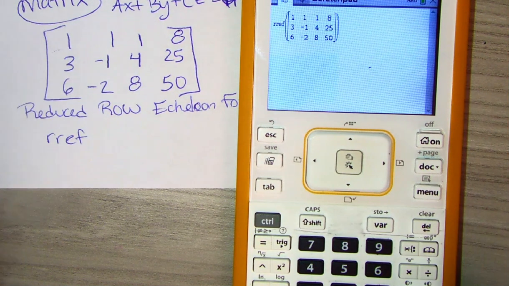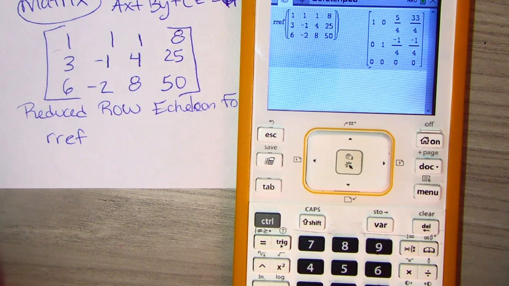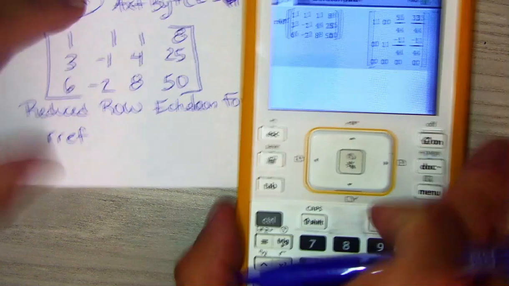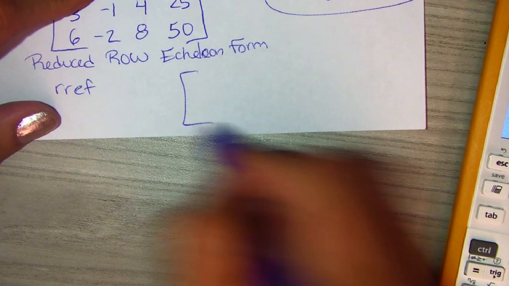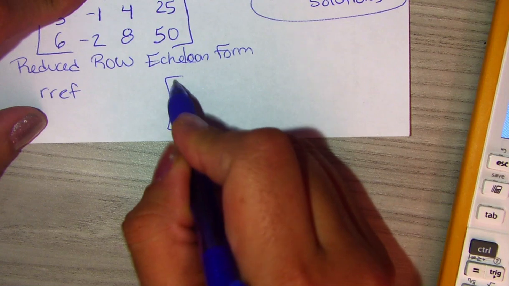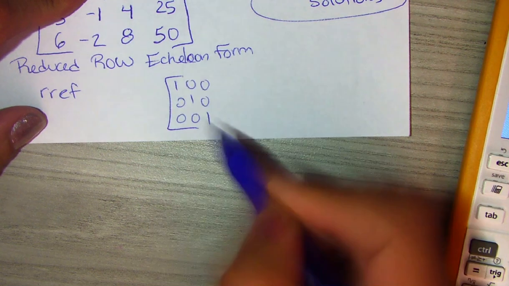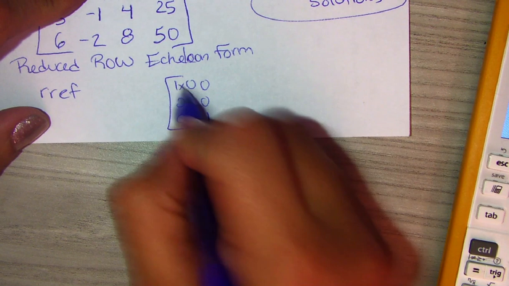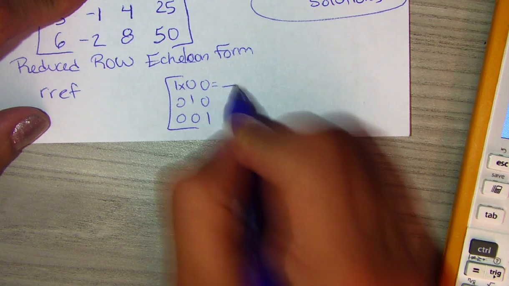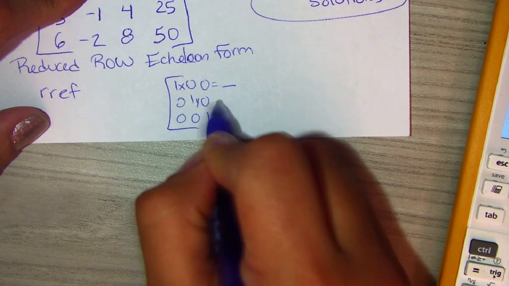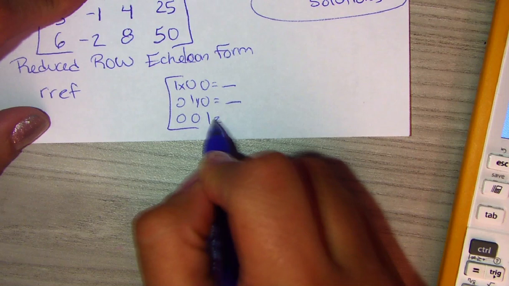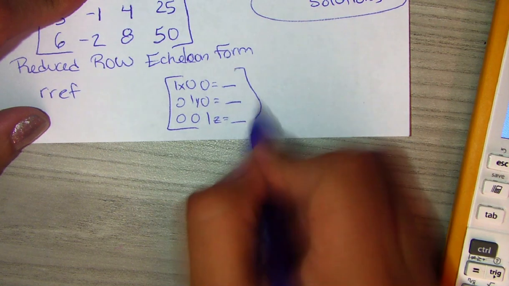All right, so now we typed everything. We're going to press enter, and then we interpret the answer. What we want is for the answer to look like 1, 1, 1 diagonally. Because what this will mean is that we have 1x equals the number that's here, 1y equals the number that's here, and 1z equals the number right here. So this is what you want.